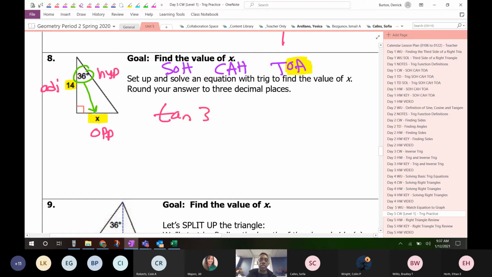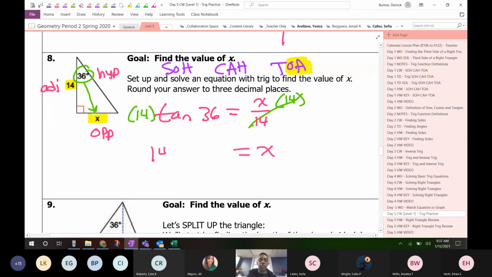So you go tangent of 36 equals opposite over adjacent. So that's x/14. Look, the variable is in the top. When that happens, you need to multiply on both sides. That way these 14s will cancel each other out.